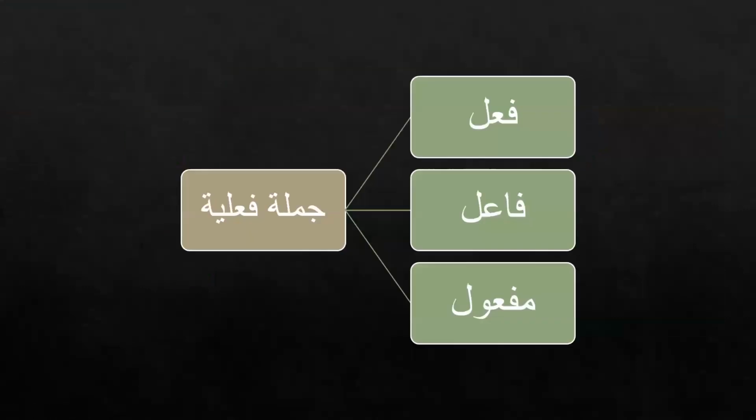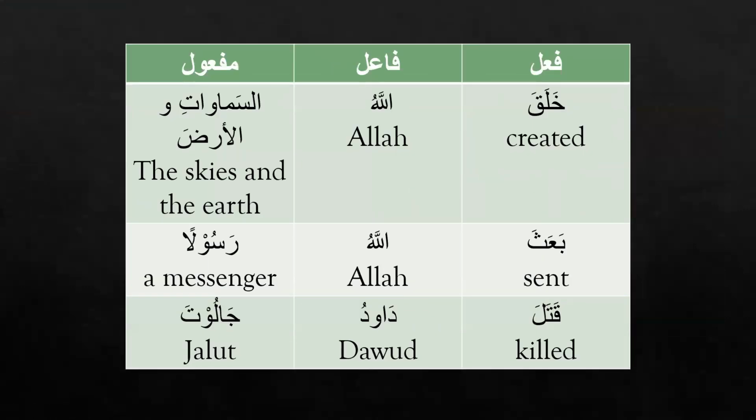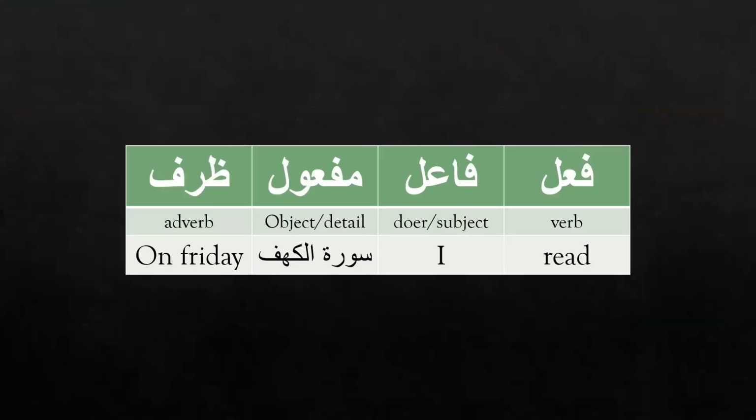Okay, then we also learned about the contents of Jumla Failya, and we learned four contents that a Jumla Failya consists of. One is fa'il, second is fi'l, and the third is maf'ul, and we also learned about a zarf.